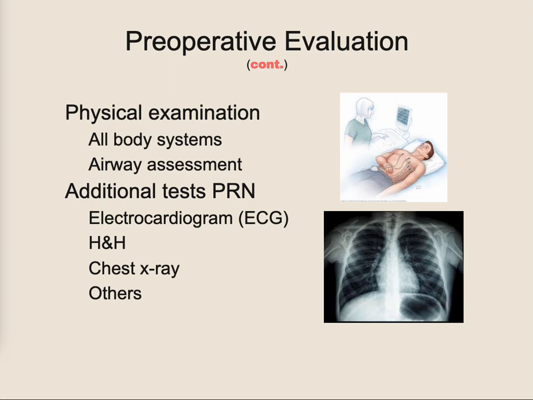It also includes a physical examination, which assesses the patient's overall physical condition and airway. Additional tests may be ordered based on the evaluation, such as an ECG. They may ask for a hemoglobin and hematocrit, or H&H, or even a chest x-ray. Forms and questionnaires are just part of the process. The physical exam provides critical information to ensure the anesthesia plan is safe and effective.